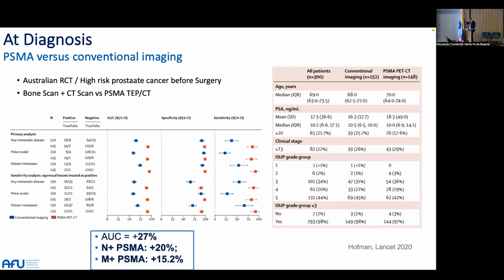Second step is to use PET PSMA instead of conventional imaging. You know very well the study. We know that when we use PET PSMA, we are doing a better job compared to conventional imaging. We increase the area under the curve by 25%. So that means we increase sensitivity and we increase specificity. We increase the detection of lymph node metastasis by 20%. We increase the detection of metastasis by 15%.